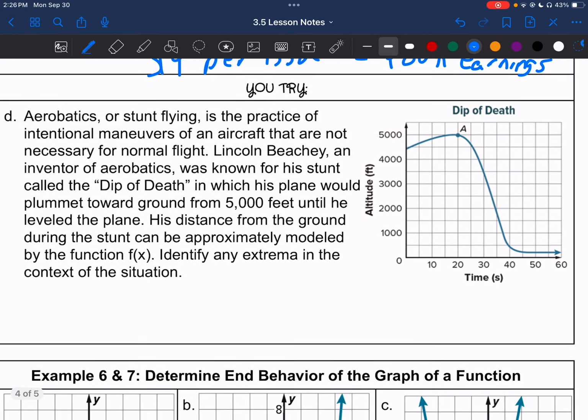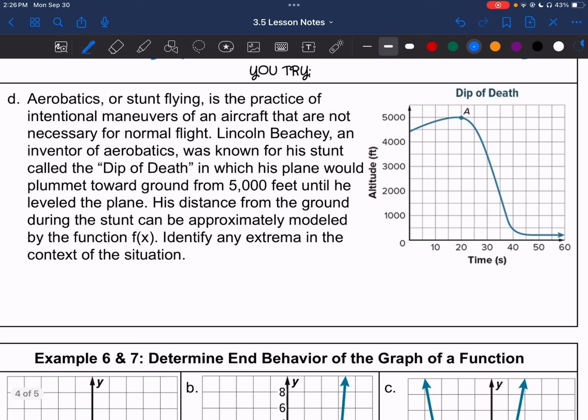All right, so let's look at our next example here. Aerobatics, or stunt flying, is the practice of intentional maneuvers of an aircraft that are not necessary for normal flight. Lincoln Beachey is an inventor of aerobatics, and he was known for his stunt called the Dip of Death, in which his plane would plummet towards the ground from 5,000 feet until he leveled his plane. His distance from the ground during the stunt can be approximately modeled by the function f of x. Identify any extrema in the context.